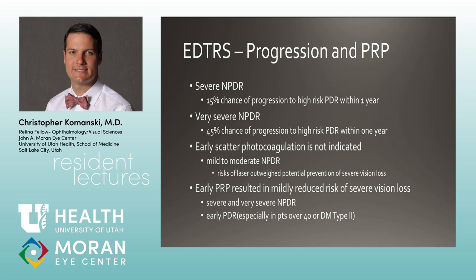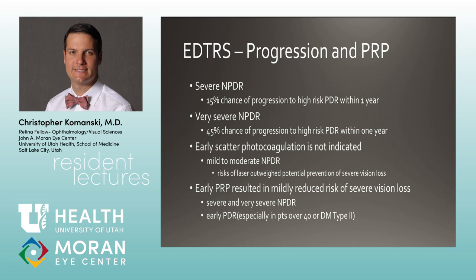Very severe, meaning two of those criteria, is almost a 50% chance at 1 year. So when you see IRMA and hemorrhages everywhere in a person with diabetes, know that they're on that precipice. They might not always have macular edema, so they might be sitting there 20/20 thinking they're fine, but they're really approaching that cliff of severe vision loss.